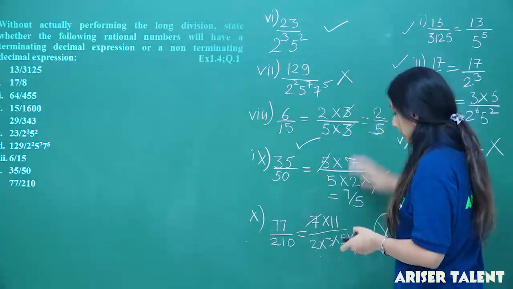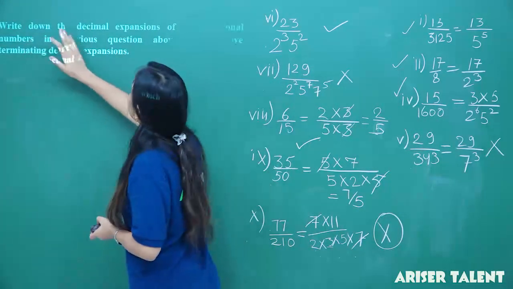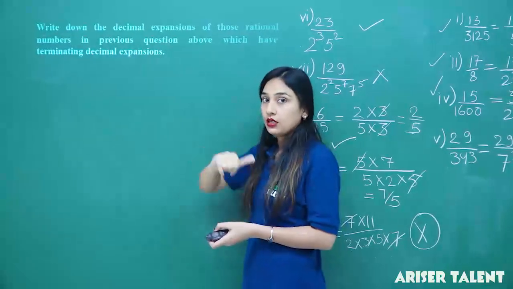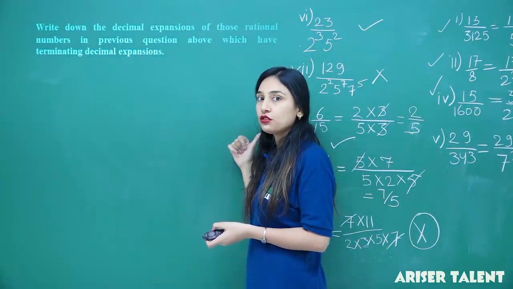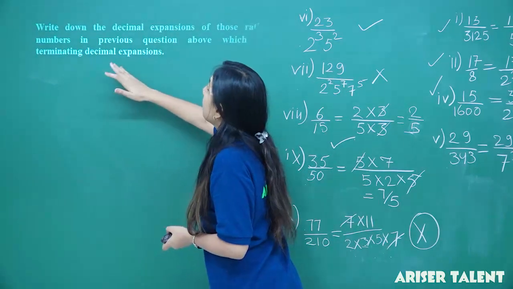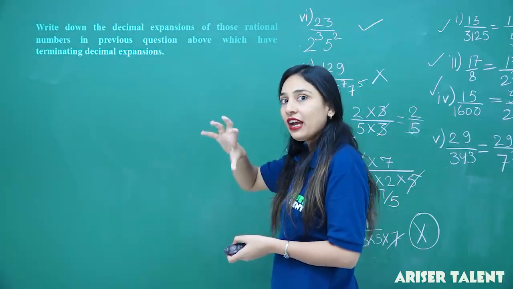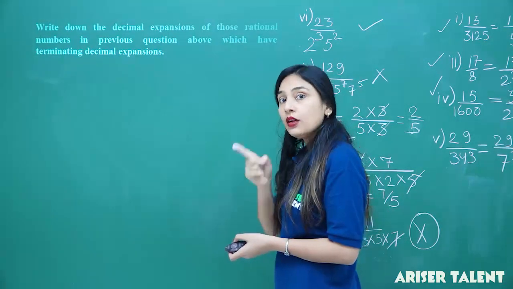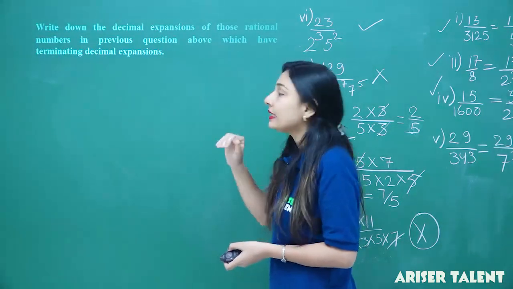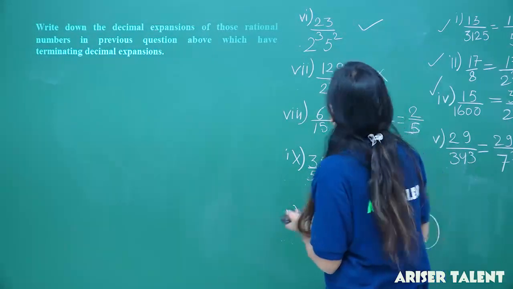why am I not rubbing it? Because the next question is, write down the decimal expression of those rational numbers in the previous question which have a terminating decimal expression. This was the solution of the previous question. So now we have to pick only the ones that were having terminating expansions.